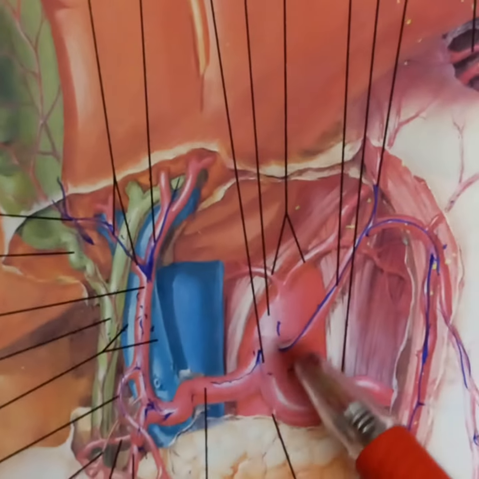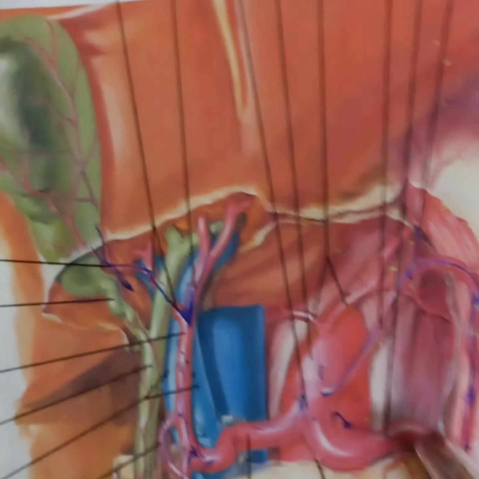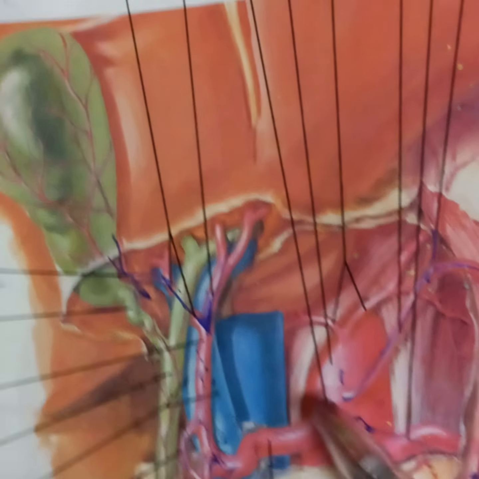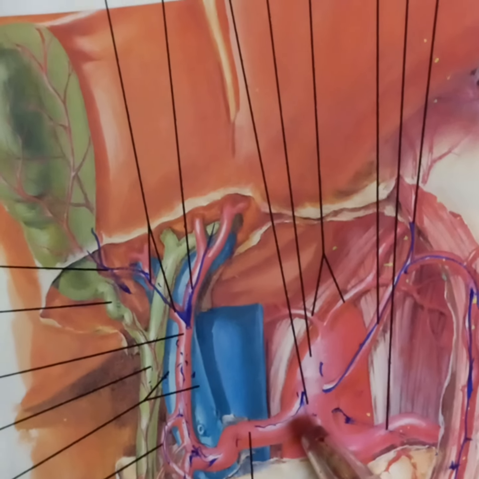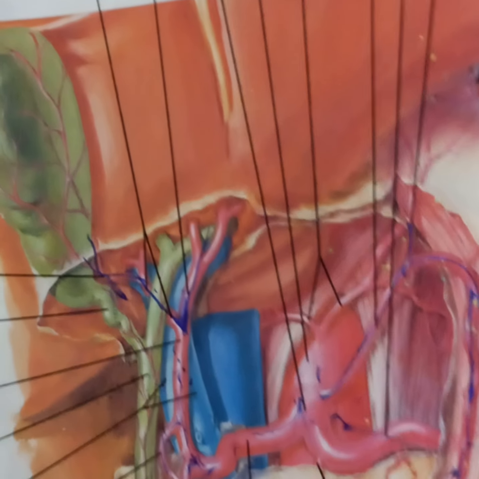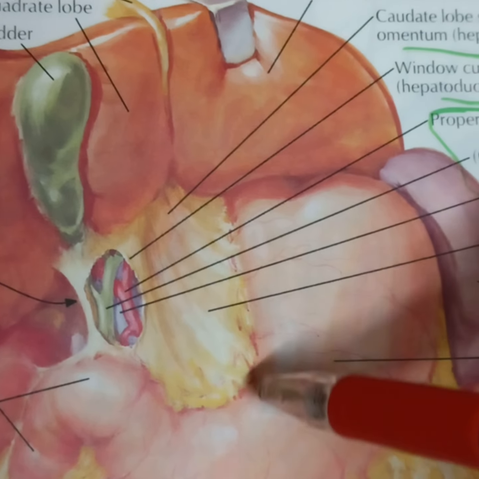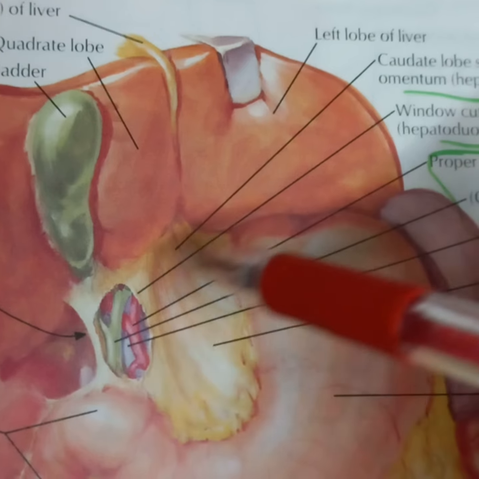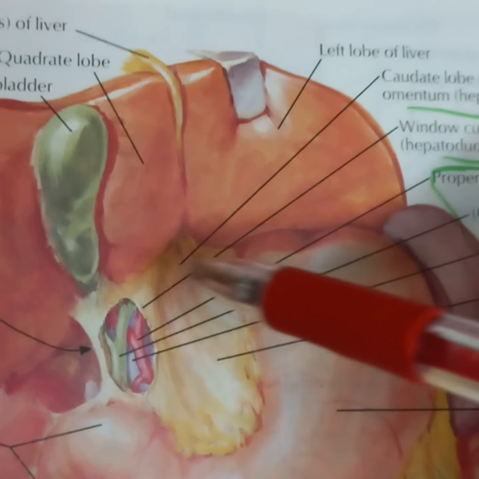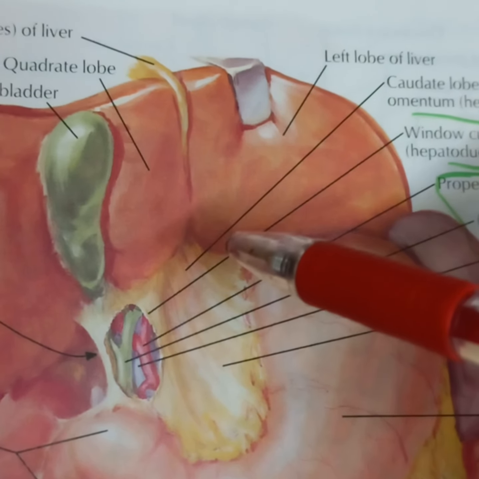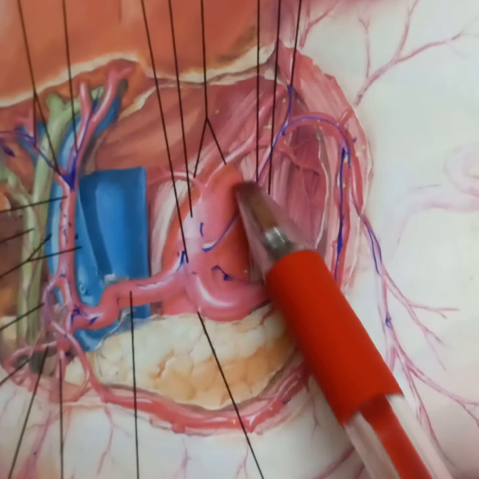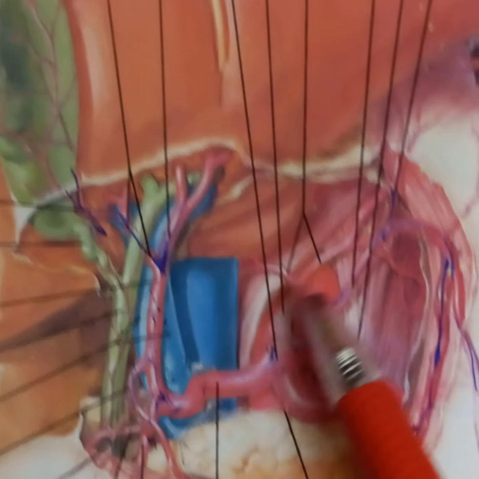Then to go with the relations of the celiac trunk, it is surrounded by the celiac plexus of nerve. Anteriorly, it is related to the lesser sac and lesser omentum. Lesser omentum is the peritoneal relation that joins the lesser curvatures of the stomach and duodenum to the liver at porta hepatis and ligamentum venosum.